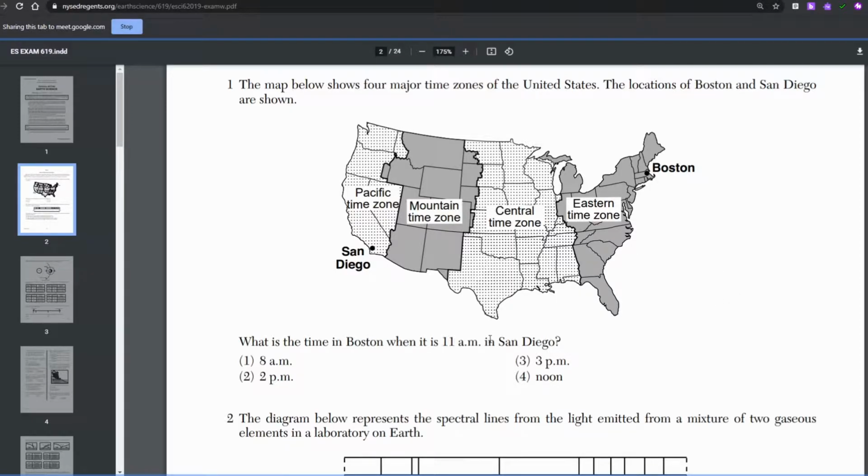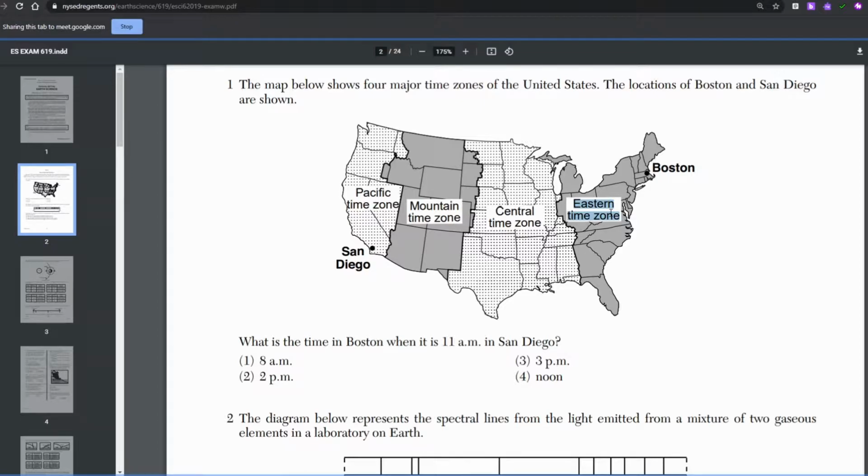So if it is 11 o'clock in San Diego, which is part of Pacific time, if you go to Mountain time, that would be 12 noon, 1 p.m., 2 p.m. So that was pretty easy. But many times they'll actually dice it up with longitudinal lines. And you have to remember that each longitudinal line that's 15 degrees apart, that's going to be 1 hour.